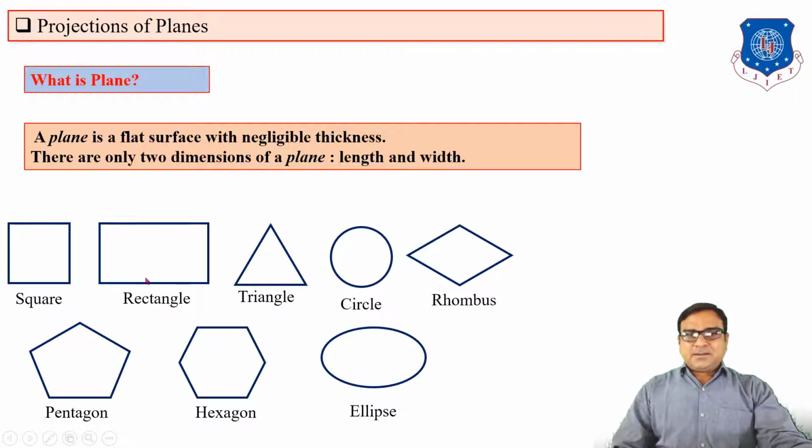A rectangle has a longer edge and a shorter edge. For triangles, there are three types we will study: equilateral triangle, isosceles triangle, and right angle triangle. For a circular plane, we need the radius or the diameter. To draw the rhombus, we need the longer diagonal and shorter diagonal. A regular pentagon has five equal sides. A hexagon has six equal sides. And for an ellipse, we need the major axis and minor axis.